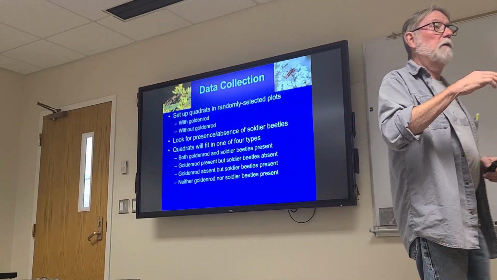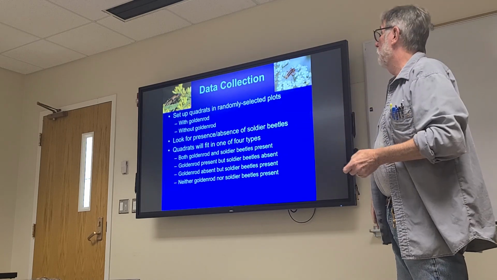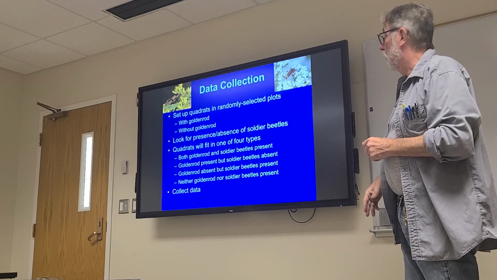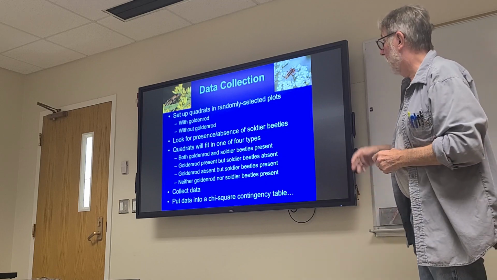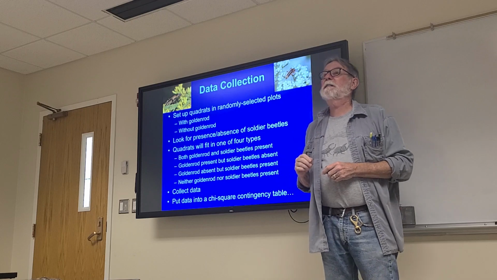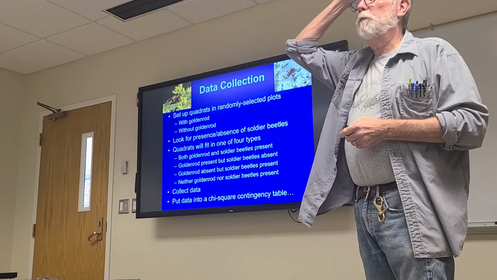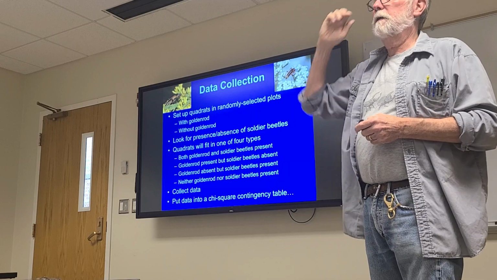So this is how we're going to set up our data, and now we're going to go out and sample these plots. I can't remember how many I've stuck into this. I'm going to collect my data, and then I'm going to put this into what is called a chi-square contingency table. We've messed with contingency tables before. We did that when we did post hoc tests.